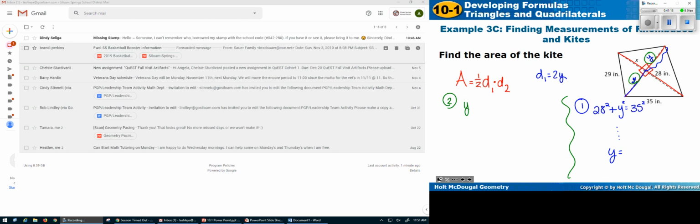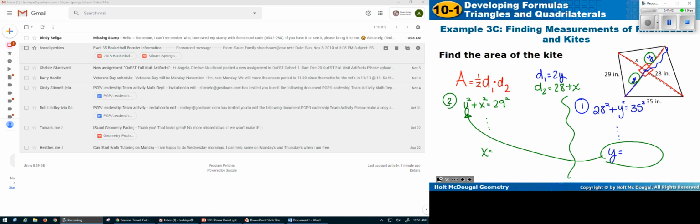So y squared plus, exactly. So since we don't have time to solve this all the way out, everybody following that we would find y and then plug it in here? And then we would have y squared plus x squared equals 29 squared, and we could go through and solve for x. And then once we know what x is, diagonal 2 would be 28 plus x, right?